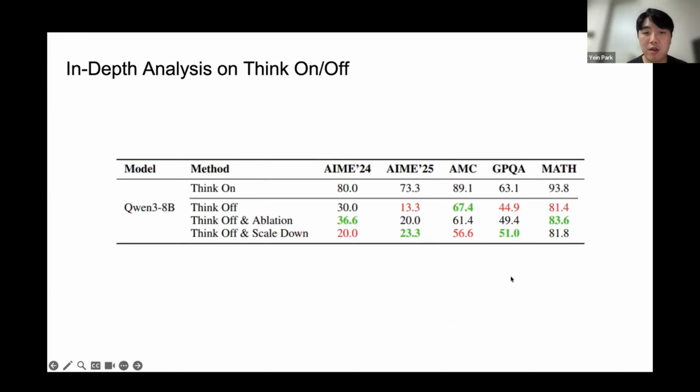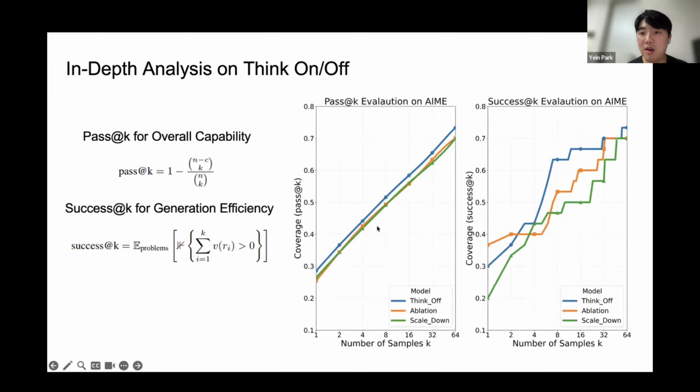And for the next, we check pass@K and success@K, which are basically largely used metrics to check the performance of reasoning models. When the number of samples increased, the think-off mode, which is the baseline mode, largely outperforms the other updated models or scaled-down models.